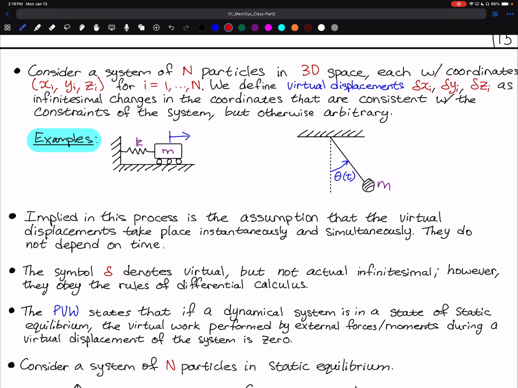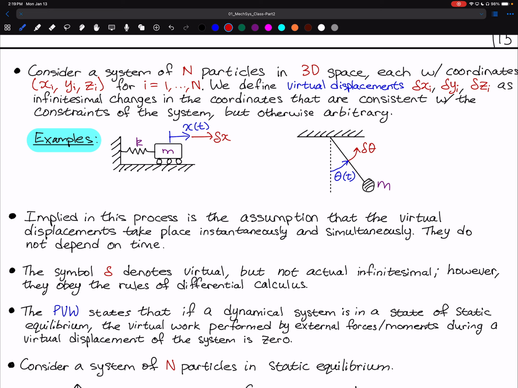Okay, so we're defining these virtual displacements. They have to be consistent with constraints, but otherwise they're completely arbitrary, hence why we're calling them virtual. So our coordinate here is x at t. We're going to say that our virtual displacement is delta x. For this pendulum, we would consider a delta theta as our virtual displacement. So we are simply thinking about a virtual displacement here and what is happening to the system when we have that displacement. It's not a real displacement, it's a virtual one.